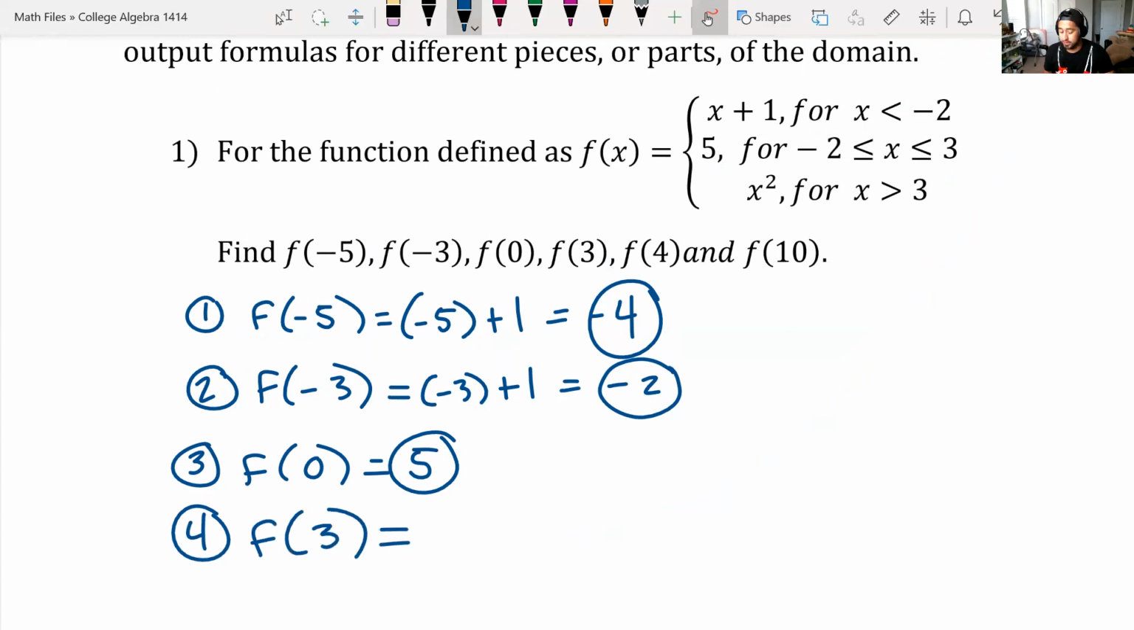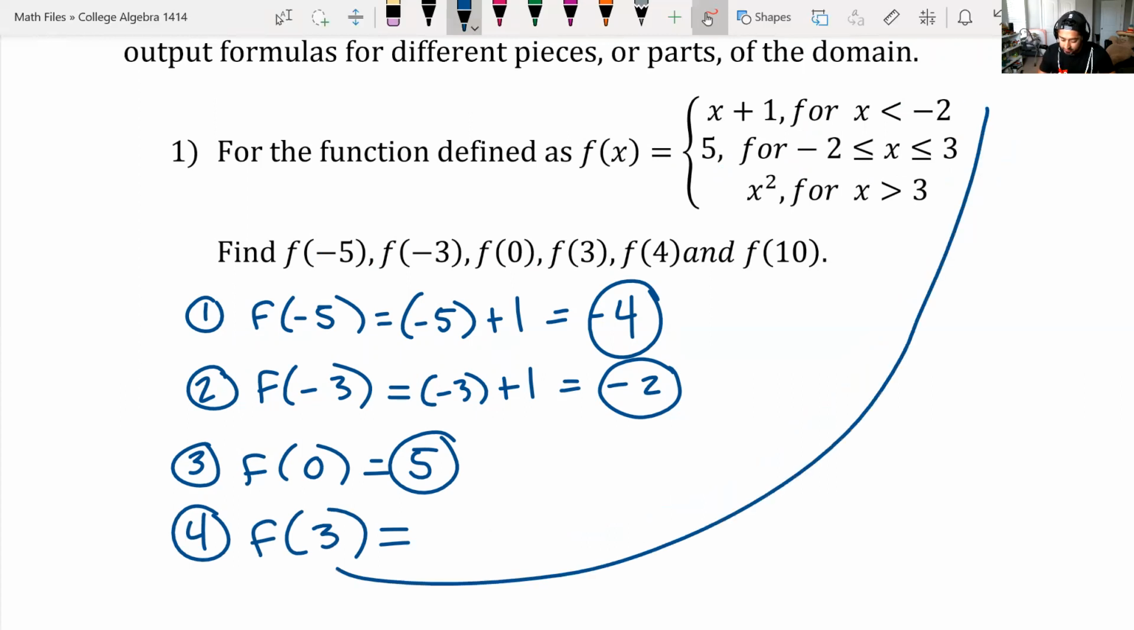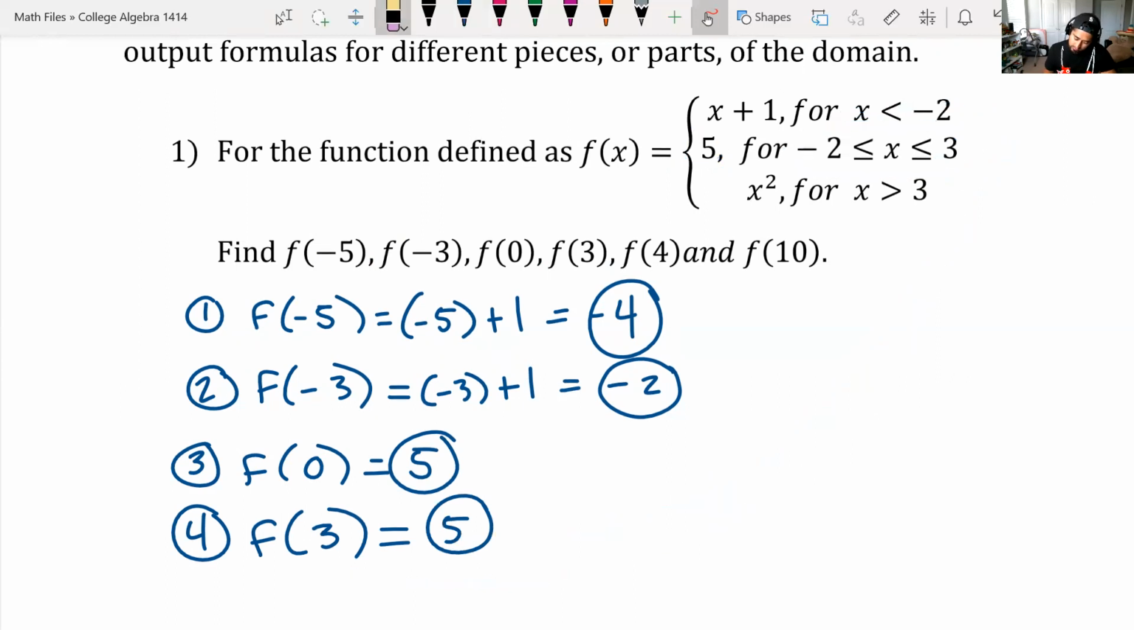All right. And now 3. 3 is definitely not less than -2. So that's out. Is 3 in between -2 and 3? Well, look at the restrictions, right? This inequality says that we can be less than or equal to 3. So since x is 3, we can be less than or equal to 3. This means, again, we get to use the output of 5.